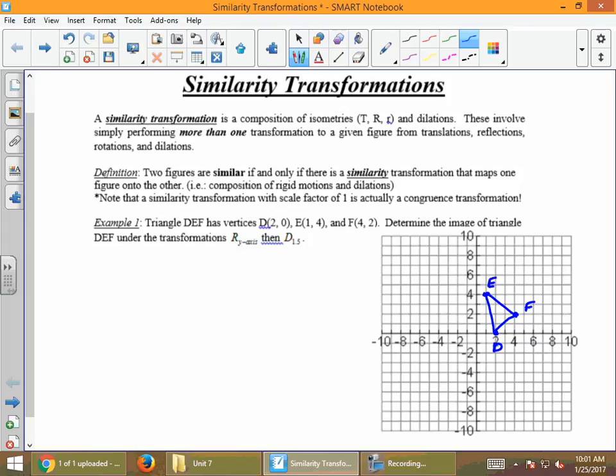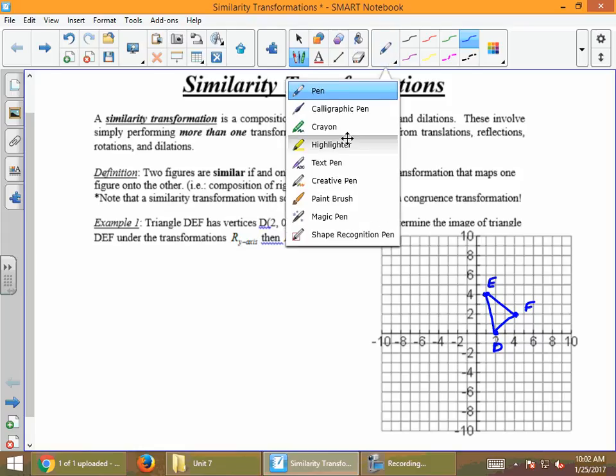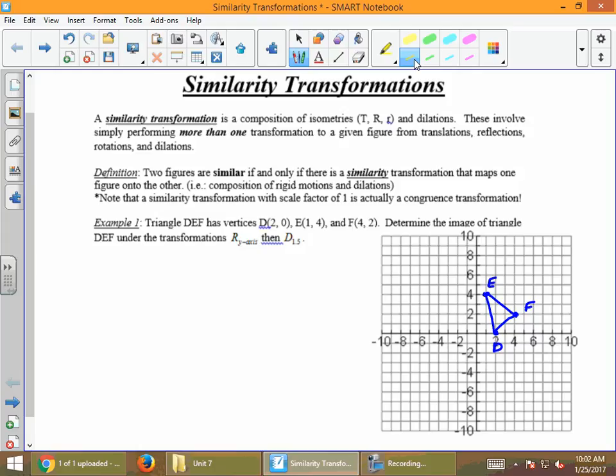What does a capital R stand for? Reflection. Capital R is reflection. What are we reflecting over? Y-axis. What's the second transformation we're then doing? Dilation. Good, capital D stands for dilation. What's the scale factor? 1.5. Very good. So we do this first transformation, we're reflecting over the y-axis. I'm going to highlight it. You can darken it with your pencil or use your own highlighter.